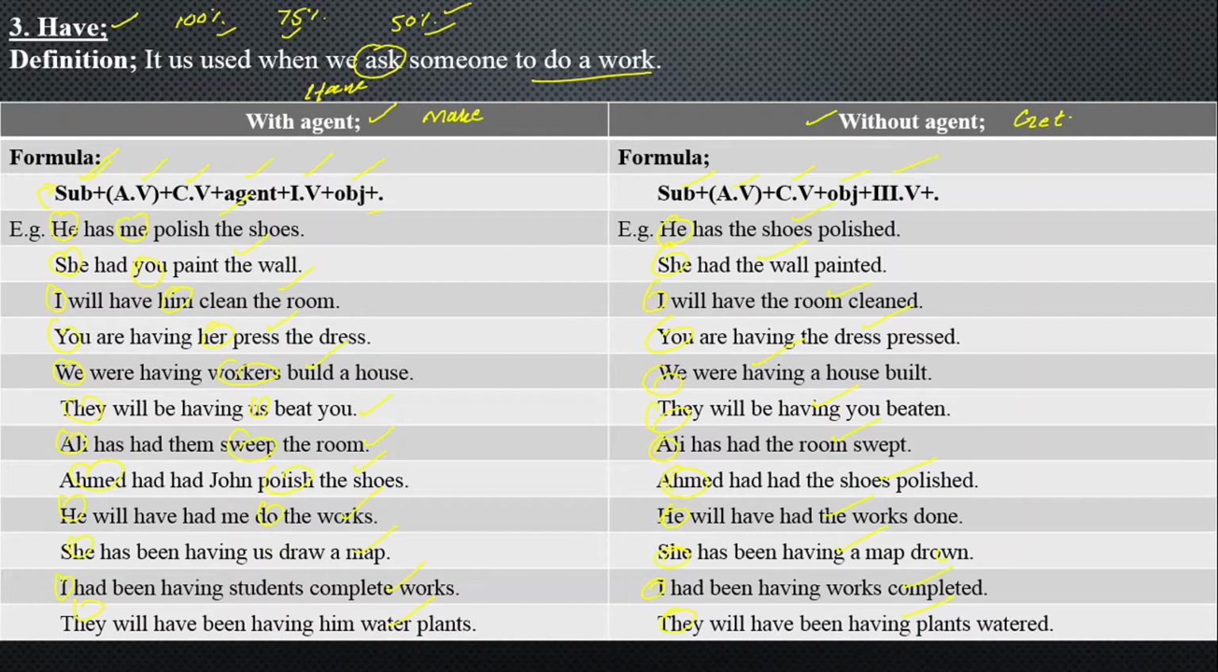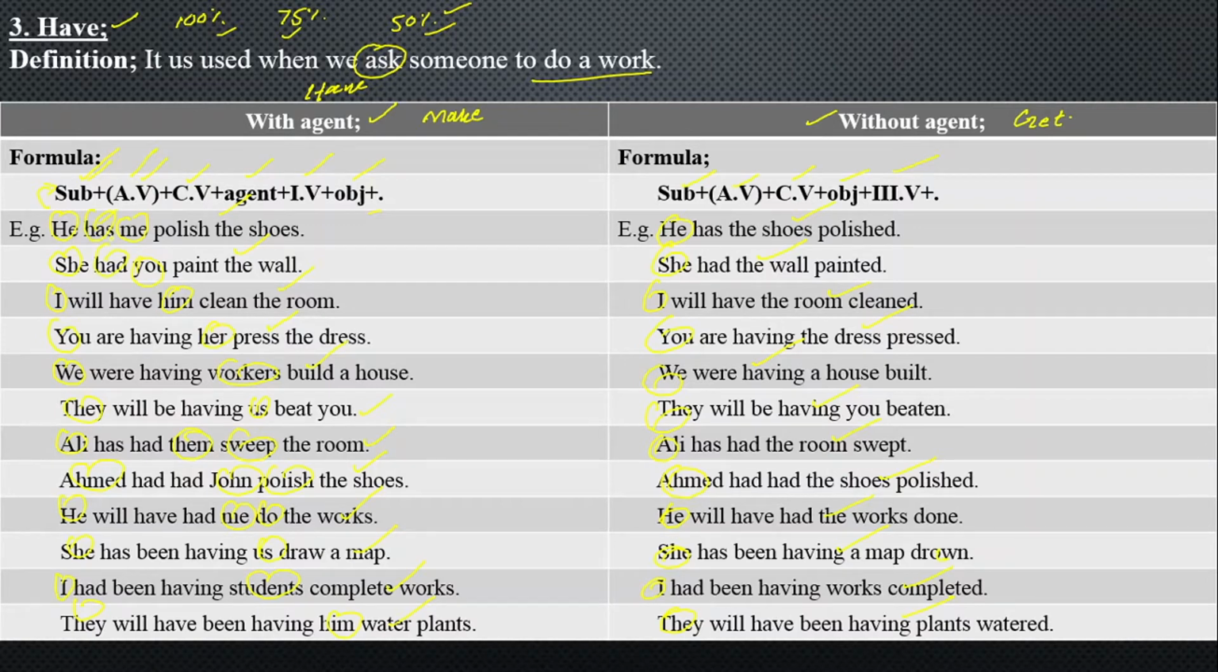Okay, polish. Okay, next is us. Sorry, them, John, me, us, students, and him is your agent. And here definitely we don't have agent. And after that, auxiliary verbs are your like has, had.